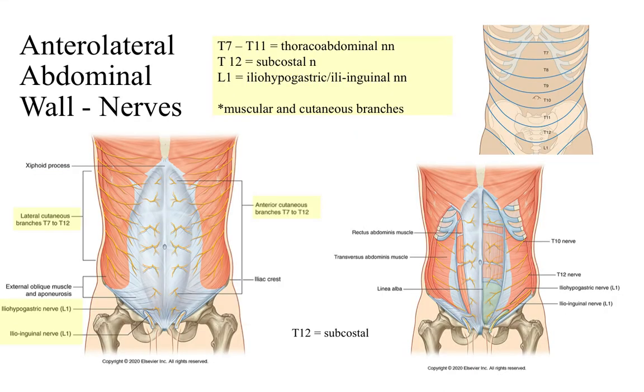As far as nerves go, the dermatome is from T7 to T11. So notice this area right here, T7 to T11, branching all the way to the lateral portion of the abdominal wall.